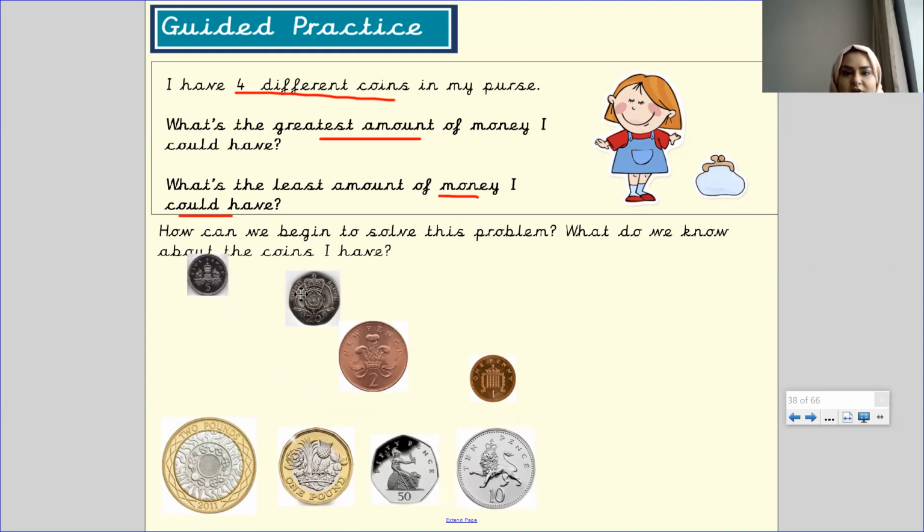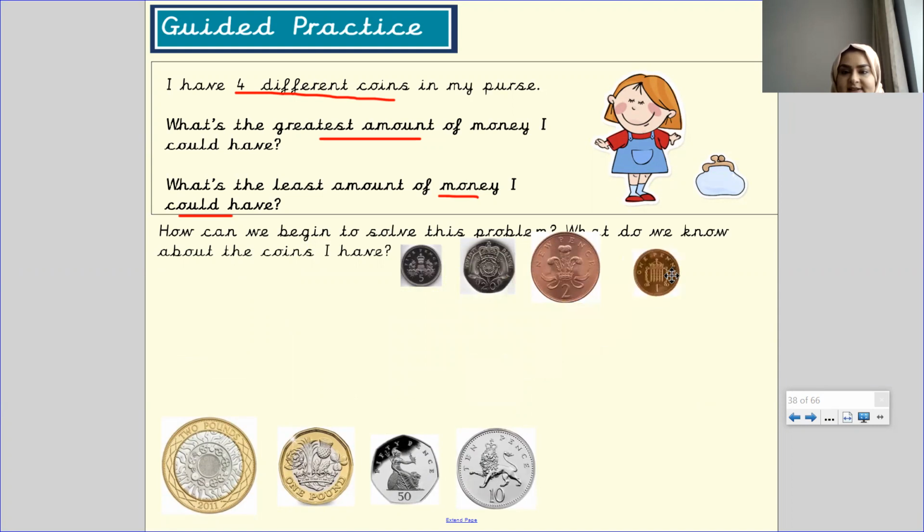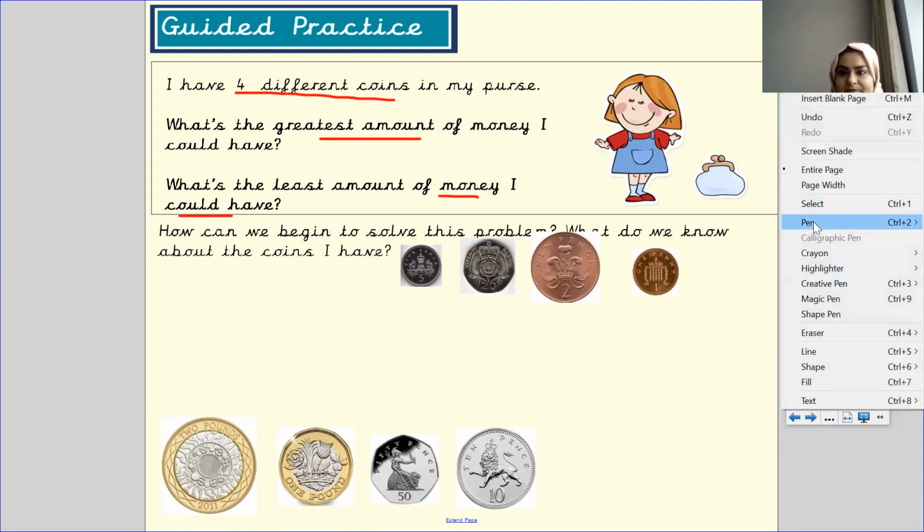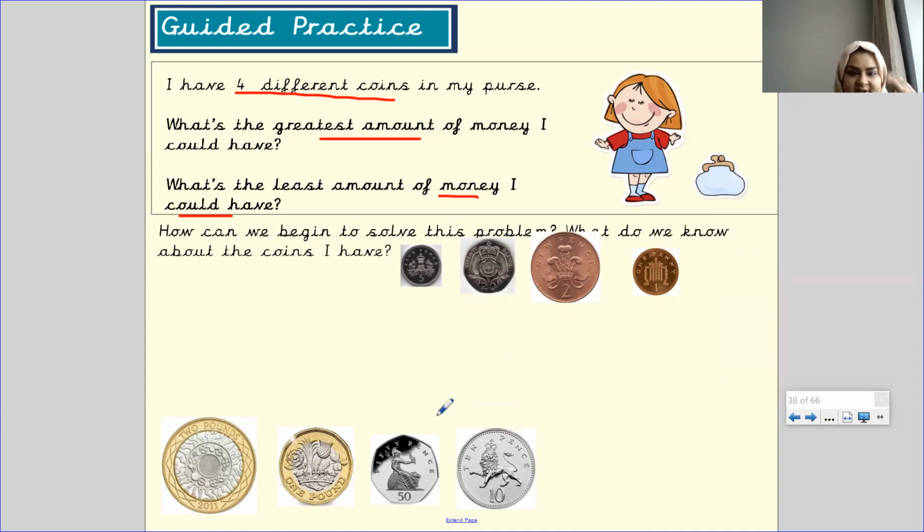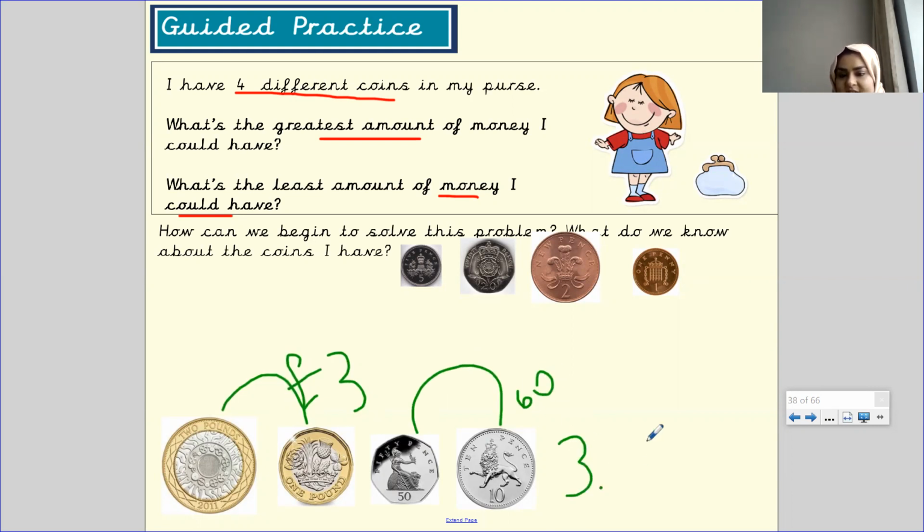So now the greatest amount of money I could have is this, which is £3 and 60p. So here I've got £3 because £2 add £1 is £3 and 50p add 10p is 60p. So the greatest amount I could have is £3 60p. And I have got four different coins here. 1, 2, 3, 4. Okay.